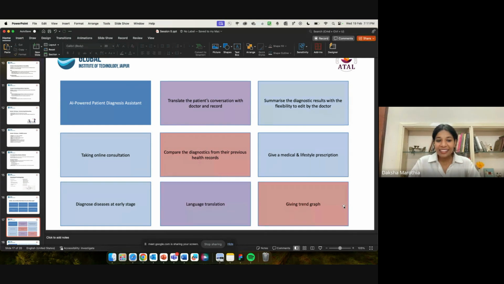Can we summarize anything else, or combine more things? Do you think we can combine giving medical and lifestyle prescription, taking online consultation, and summarizing diagnostic results in one, or maybe not this, but compare and summarize? This could be one.